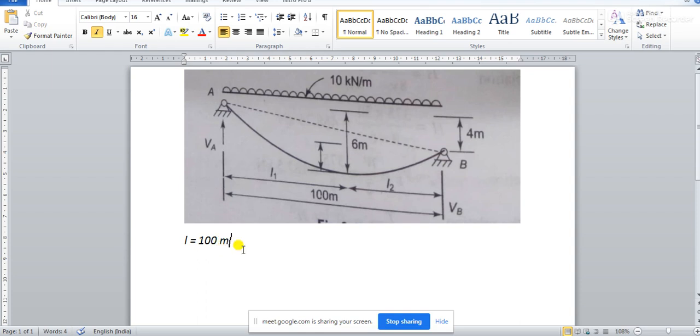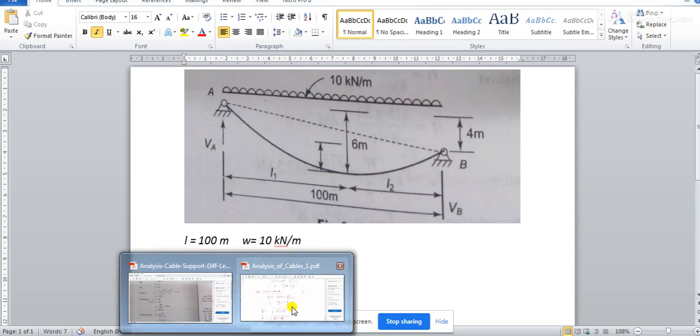Okay, now you tell me what is the value of W. So W is equal to 10 kilonewton per meter, isn't it? So these two are the values given, and from the diagram what are you getting? You see, in this case the A support is at a higher level than the support B. Please observe this problem. This is just the reverse of what we have understood in our theoretical concept. That's what I was telling you.